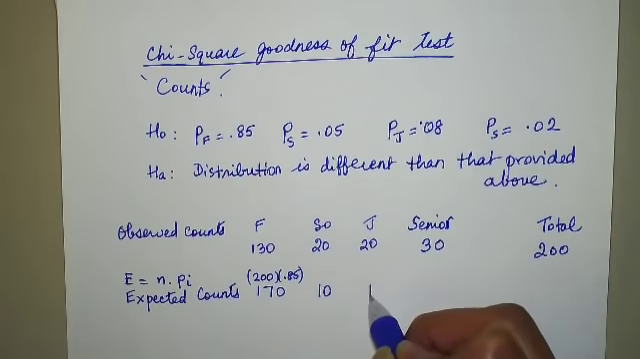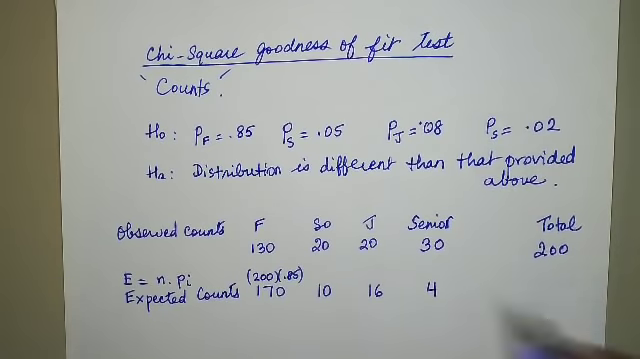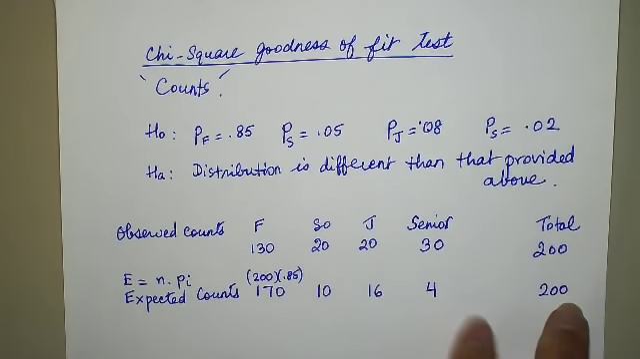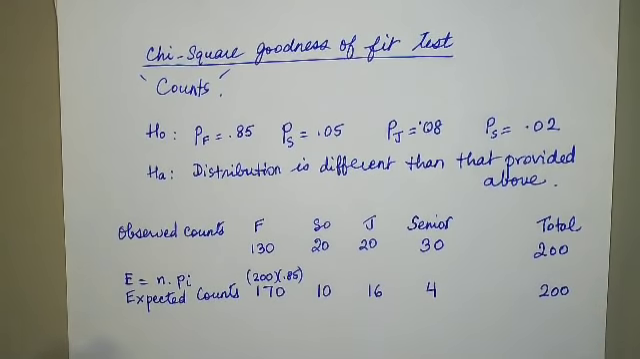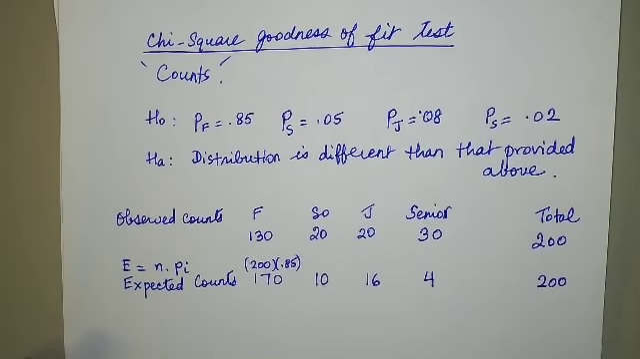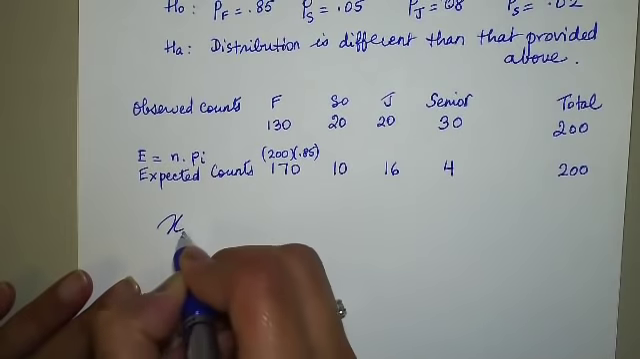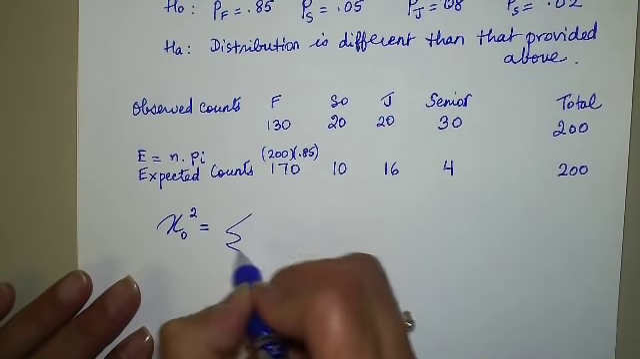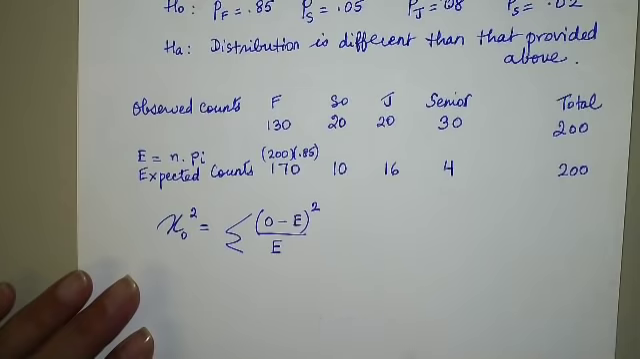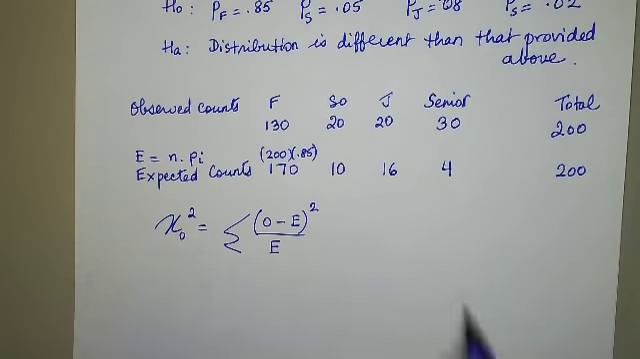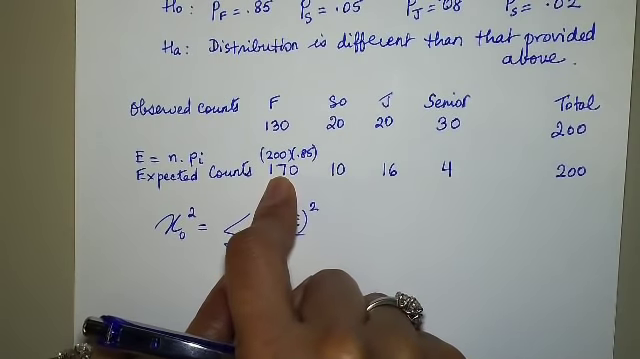So let's take 200 and multiply by 0.85. I get 170. And then the next one would be 200 times 0.05, which is 10. And then 200 times 0.08, which is 16. And 200 times 0.02, which is 4. Just check me, does this add up to 200? 170, 10, 16, 4. Yeah, we're good. So those are my expected counts.